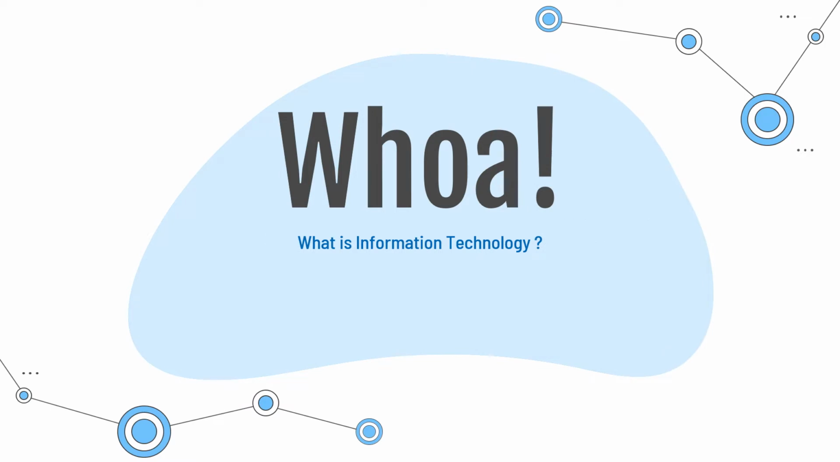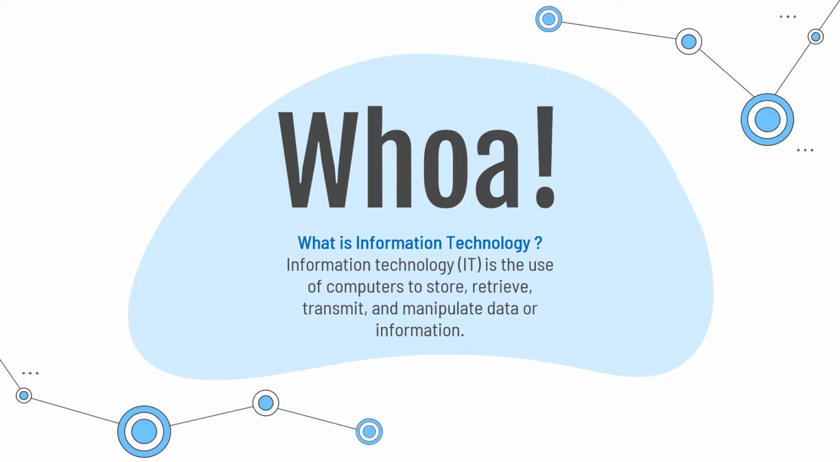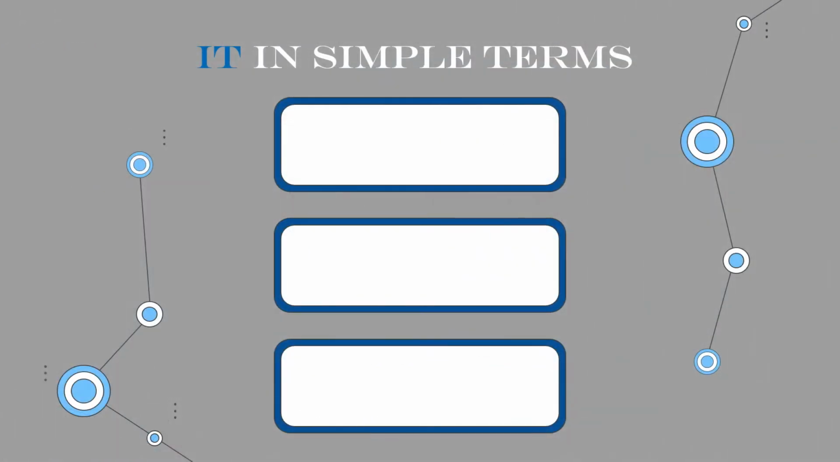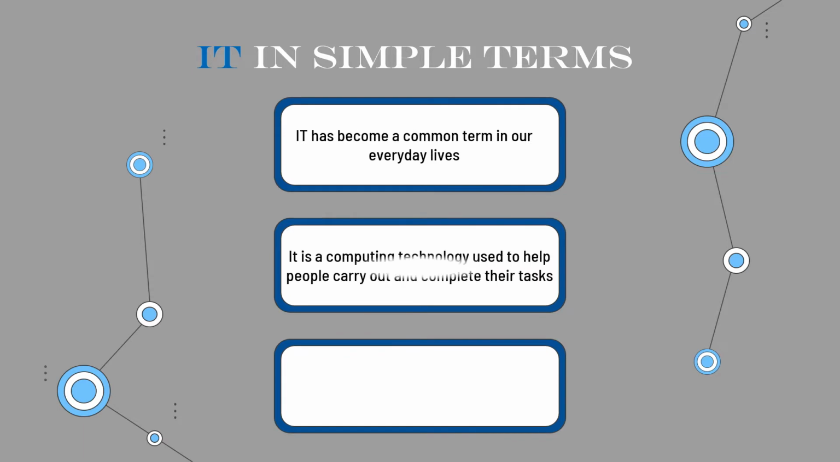Alright guys, so what is information technology? Information technology is the use of computers to store, retrieve, transmit, and manipulate data or information. We can define information technology in simple terms. Information technology has become a common term in our everyday lives. It is a computing technology used to help people carry out and complete their tasks. And finally, it is common to relate computing technology with telecommunications.